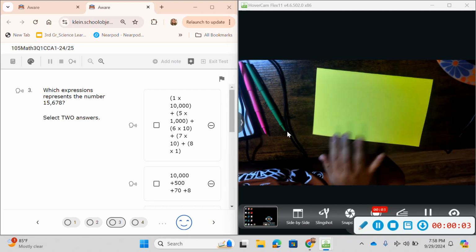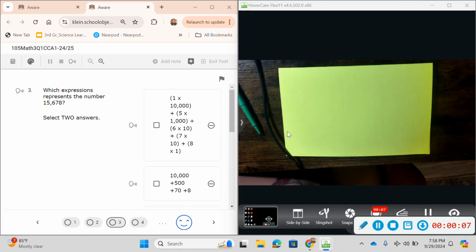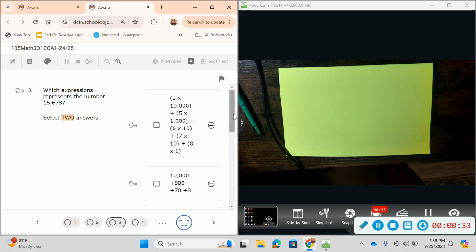Okay, so we are going to look at a problem, and this is a multi-select problem, and I'll get to in a moment what that means. So this question says, because it ends in a question mark, which expressions represent the number 15,678? Select two answers. Where it's telling us to select more than one answer, in this case it's saying select two answers, that means there are multiple choices that we can make.